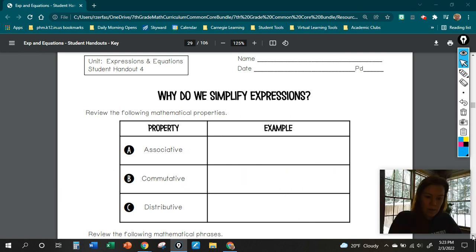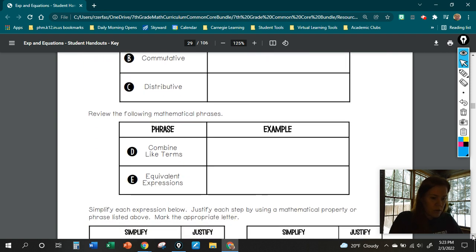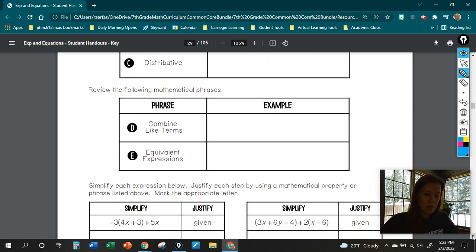Then we have a couple of phrases that we need to use, and that would be combining like terms. So we can combine terms with variables raised to the same power.